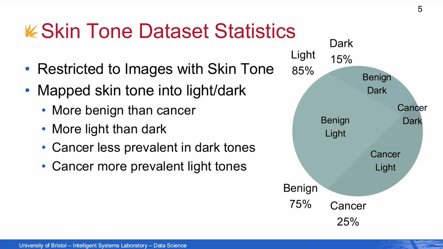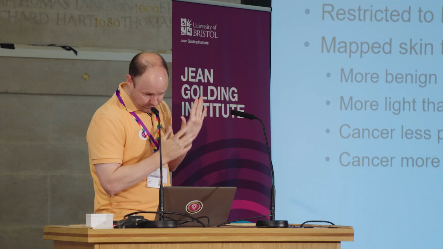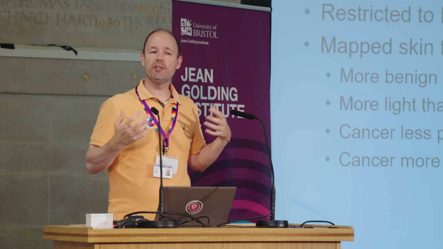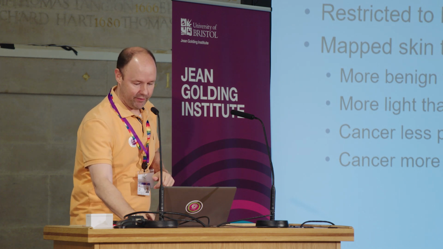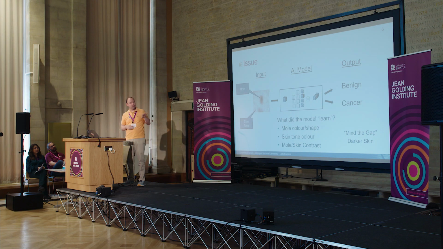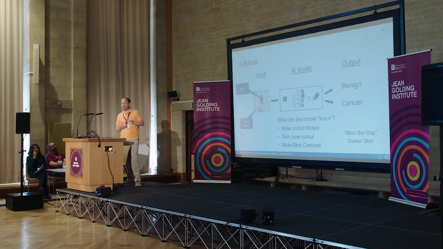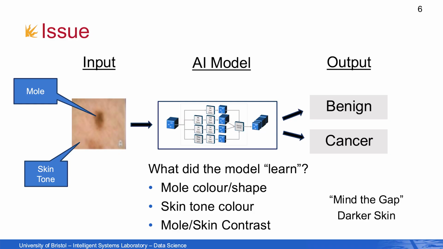And actually, at least with the light skin, there's more chance of cancer, more prevalence of cancer than in the dark tone data set. Whether that actually reflects the population or not, I don't know, but certainly within the data set, these were the statistics. What we did is we then trained fairly typical standard machine learning models that would take the image in, and again, you've got the mole and you've got the background skin tone, and it would learn how to output benign or cancerous.